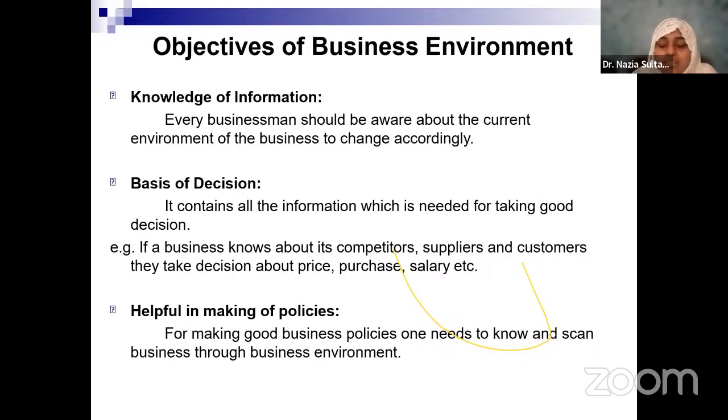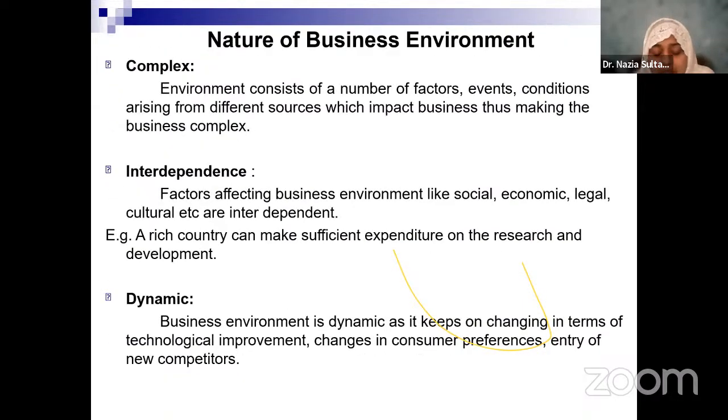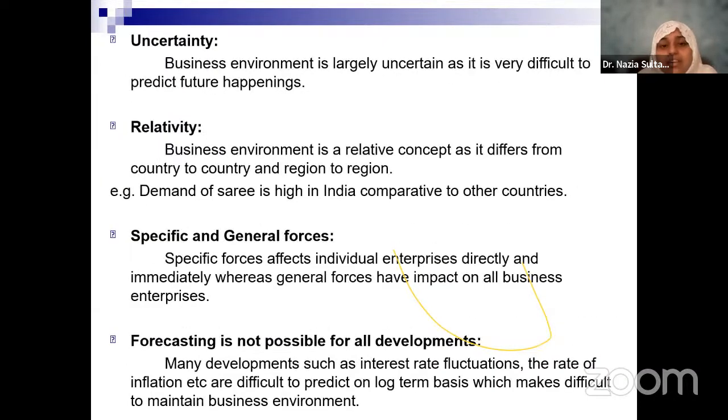These were the points which spoke about the nature of the business environment. So to sum up, the environment which is surrounding the business is complex. All the components in the environment are interdependent on one another and they keep on changing. They are not constant, so they are dynamic in nature.